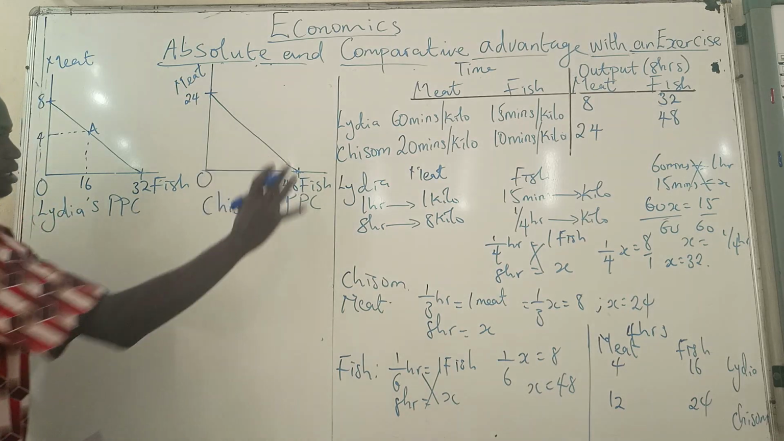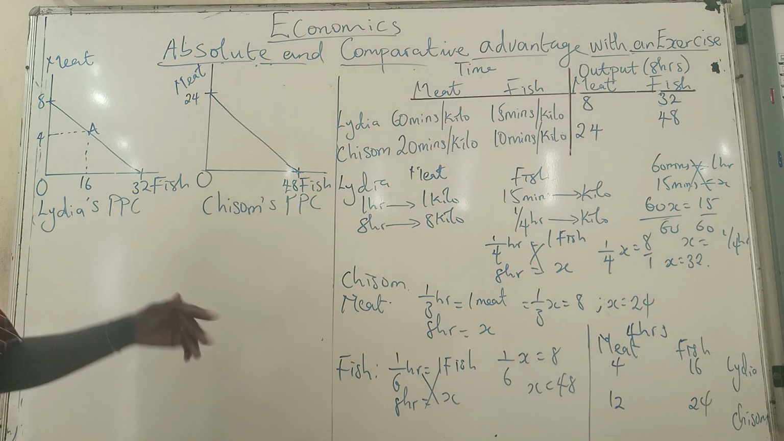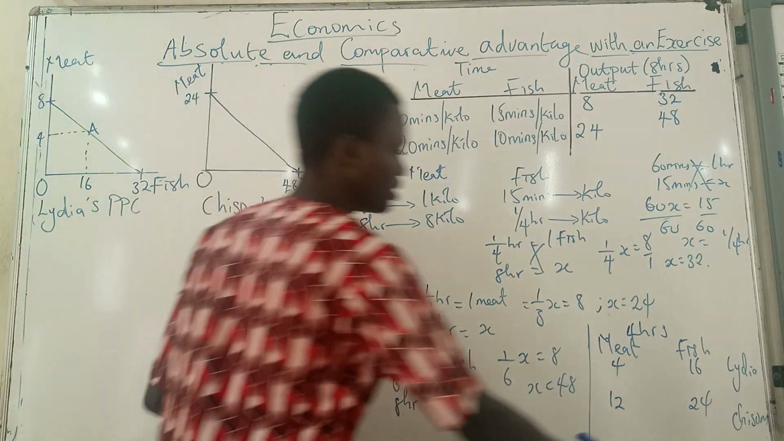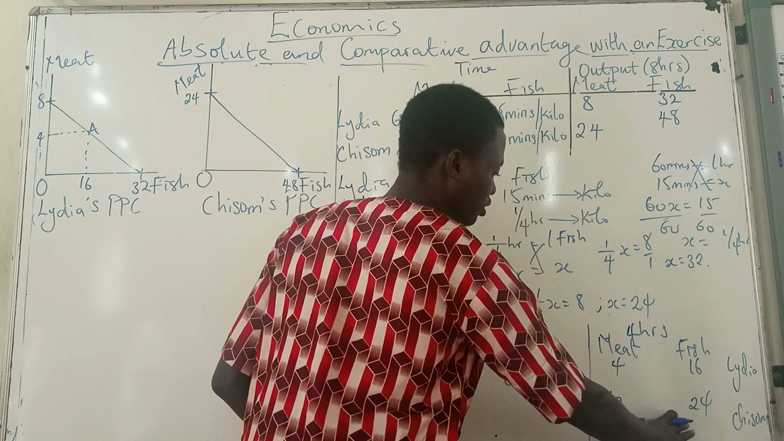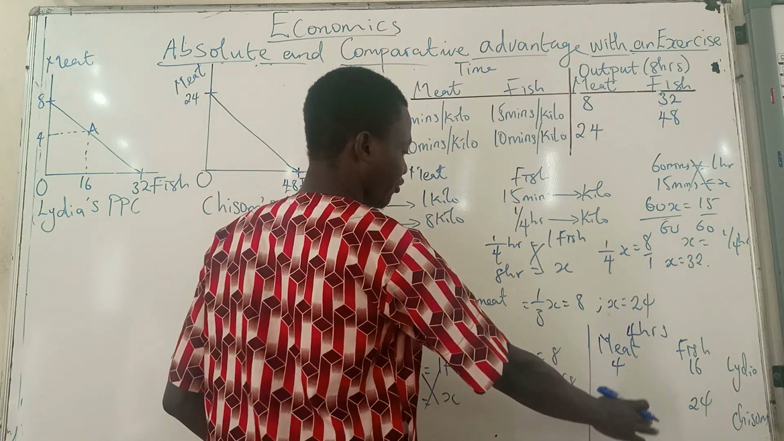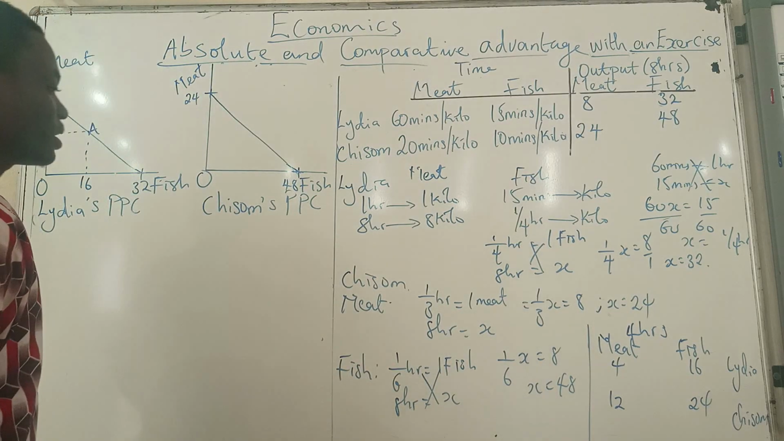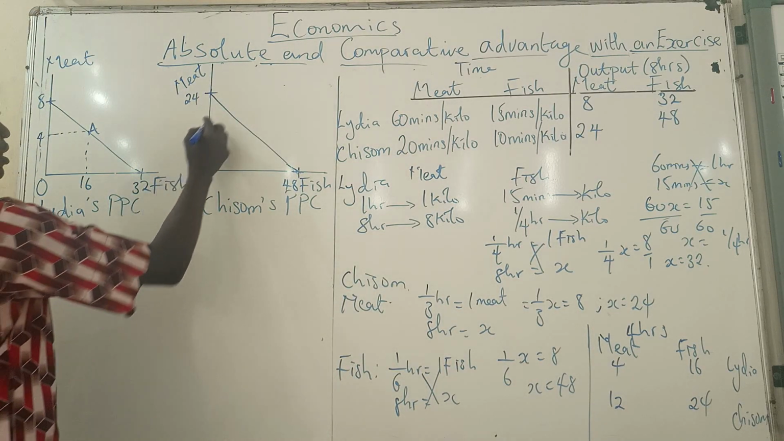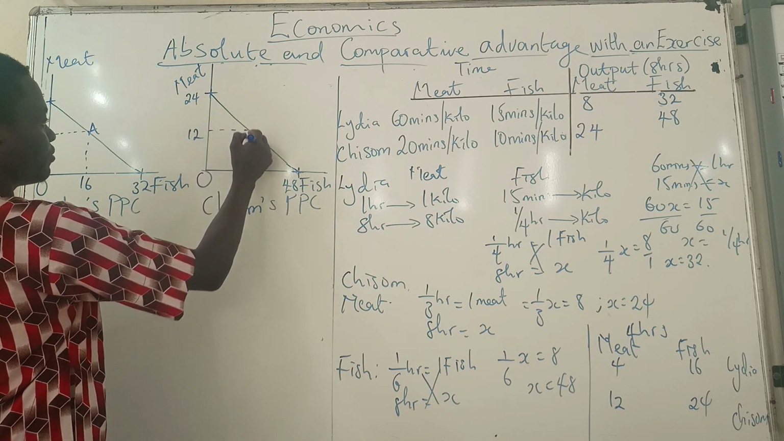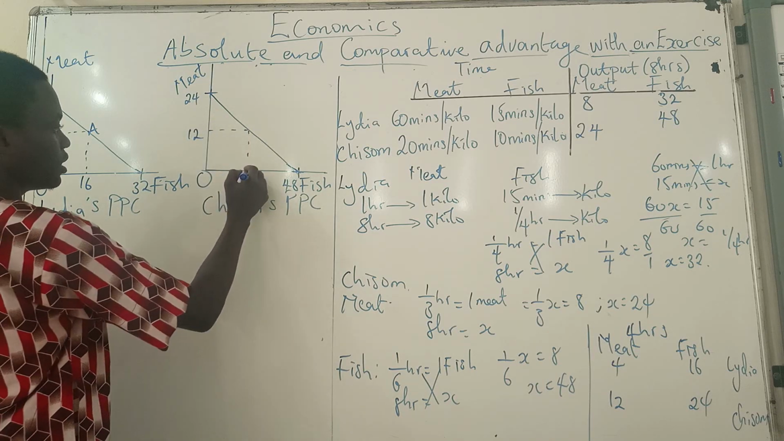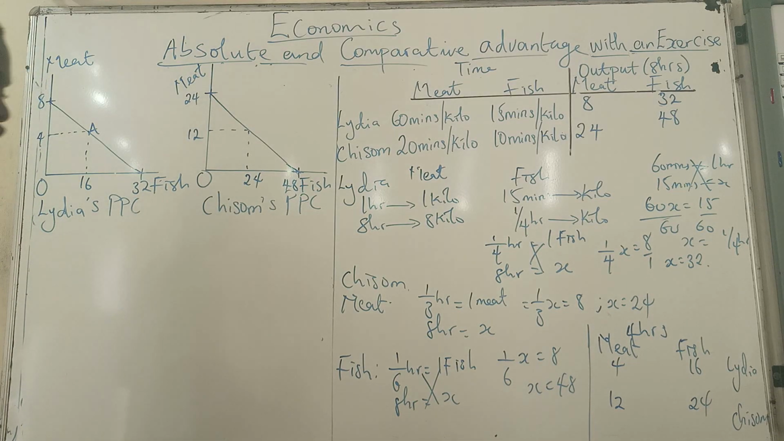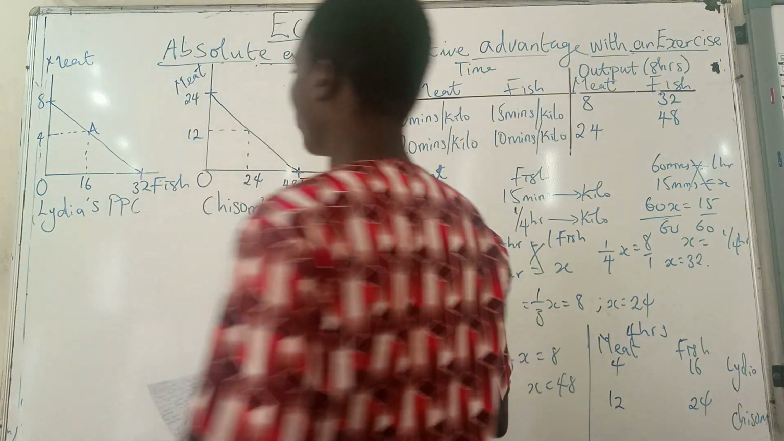But since this is not a desirable position, Chisom is dividing his time into 2. So this is what we are going to make use of. Maybe this is the third combination, which is actually the real thing that is happening when 4 hours is being spent in the production of the 2 goods respectively. So we're having 12 kilo of meat and we'll be having 24 kilo of fish. So then this is what we have for the 2 of them. So this is their PPF without trade.